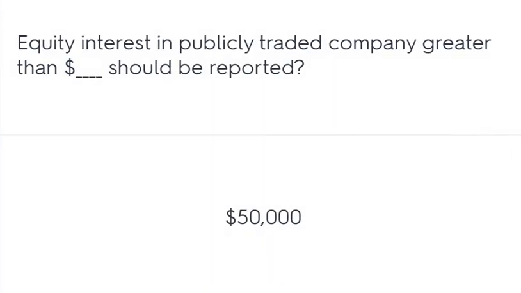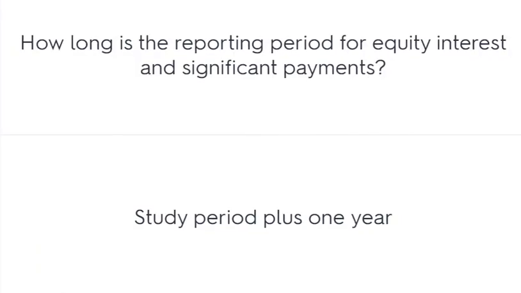Equity interest in a publicly traded company greater than $50,000 should be reported. How long is the reporting period for equity interest and significant payments? Study period plus 1 year.